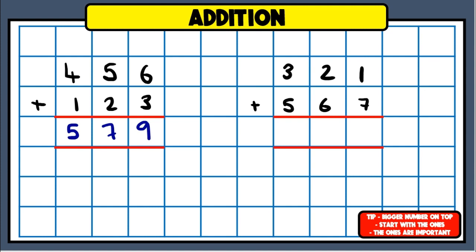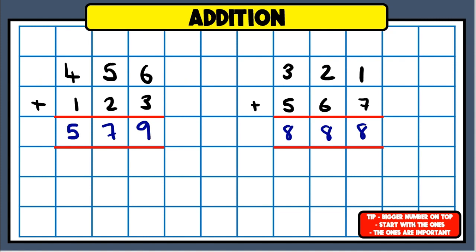Second one, we got 321 add 567. And even though the bigger number isn't on top, it doesn't matter for addition. Alright, let's start with the ones. 1 add 7 is 8. 2 add 6 is also 8. And then 3 add 5 is 8 again. So the answer is 888.